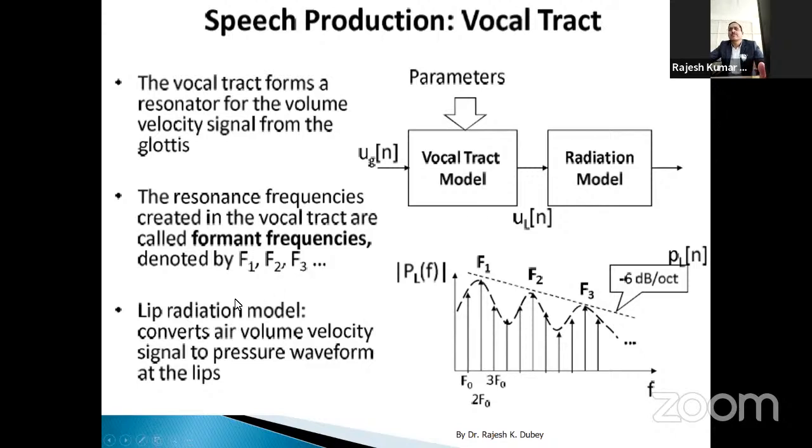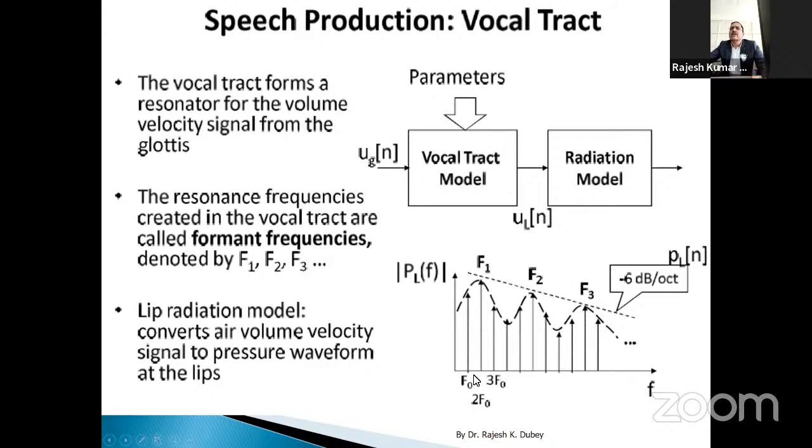Fundamental frequency is introduced by vocal cord vibration, and formant frequency is introduced by the vocal tract model. The lip radiation model, the lips, will just produce sound with a slope of minus 6 dB per octave, which represents a filter. So F1, F2, F3 are the formant frequencies. F0 is the fundamental frequency, the pitch frequency, and these are integral multiples of it, like 2F0, 3F0.